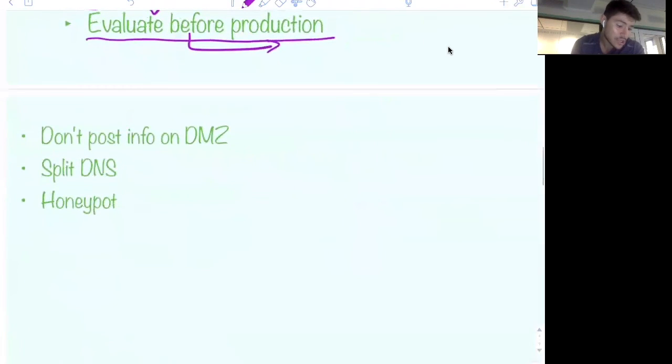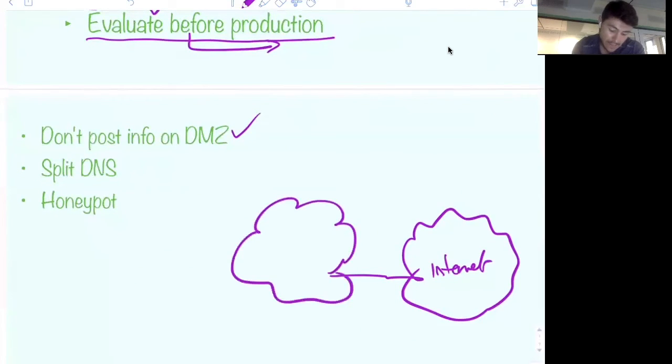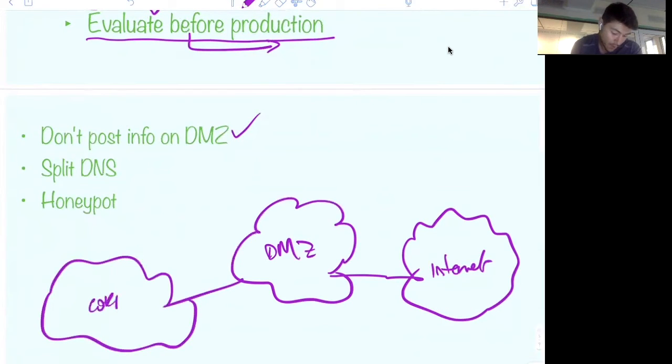Some more information: don't post sensitive information on a DMZ. Now, a DMZ just means, if you have the internet out here, and that's your internet. For those of you that understand what a DMZ is, it's a separation between a corporate network and the outside world. So you have your corporate network in here, and that's private, and this is public.